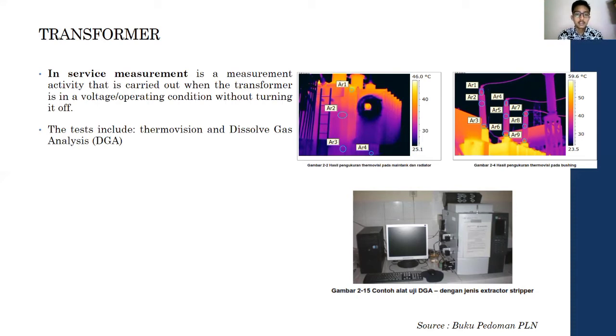And DGA or dissolved gas analysis is a process to calculate the level or values of hydrocarbon gases that are formed due to abnormalities that can have impact on the transformer performance.